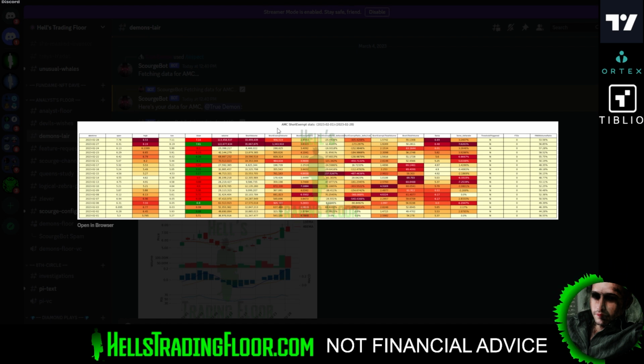After that, we have short exempts over total volume, which is very simply short exempts divided by total volume. This tells you how much of the trading on the day was created because of a short exempt. Then the short volume divided by total volume shows you what percentage of total trading for that day was short trading. And then we have the 5-day simple moving average, which shows you the price at the close of the day, and the delta rate, which shows you the rate of increase or decrease in that 5-day simple moving average.